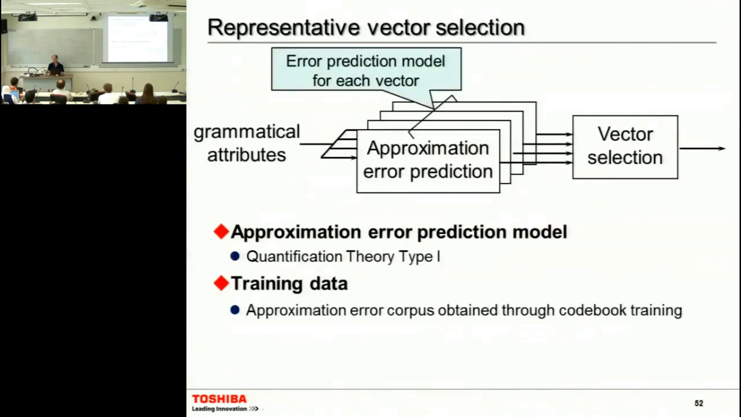And the next step is to create an estimation model that estimates the approximation error when we use a specific vector from the codebook. Then we estimate the error for each vector. Then we select the best one according to this error estimation. So in this case, for this estimation we use a quantification theory type 1 model.